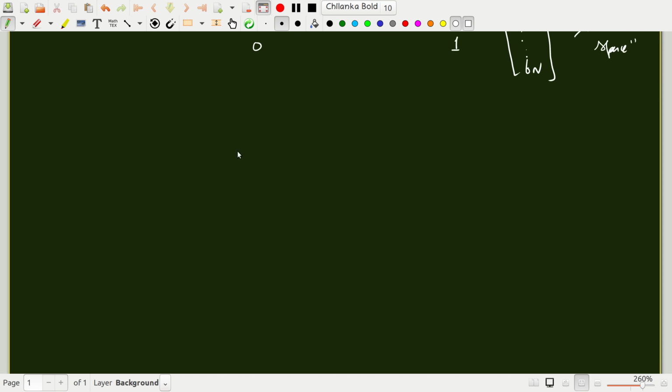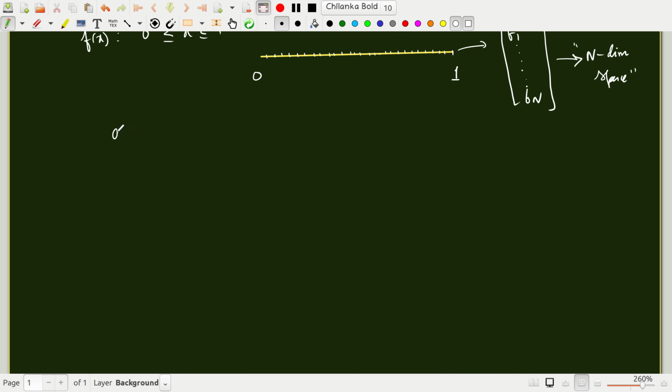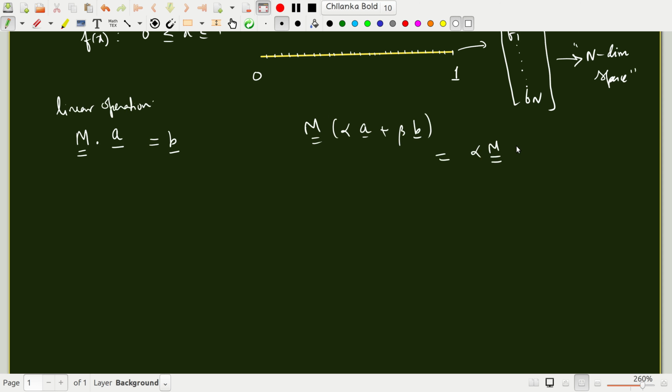Now if you have a vector in a finite dimensional space A, then in general you can have an operation which operates on A to give rise to another vector B. This operation can be a linear operation wherein if I take M on alpha A plus beta B, where alpha and beta are scalar numbers whereas A and B are vectors, then this will be given by alpha times M A plus beta times M B. This is the definition of a linear operation.